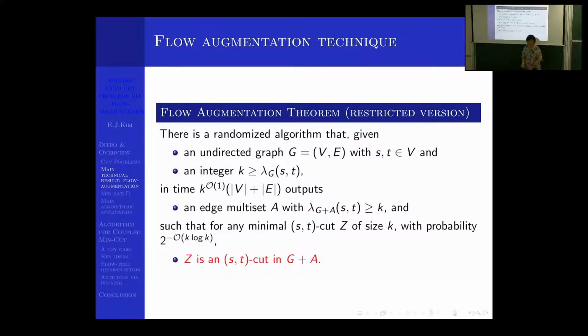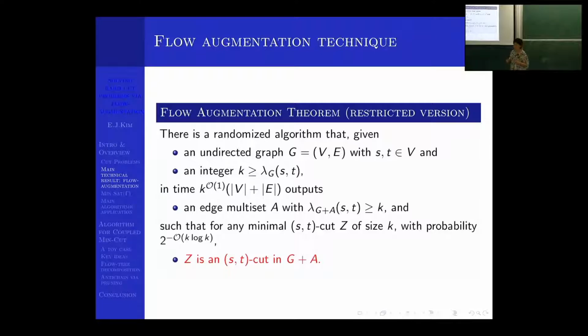So you always output such an edge set A, and for any minimal ST cut Z, which might satisfy some additional constraints, maybe might have minimum weight and so on, but for any minimal ST cut of size K, then with a very good probability, Z still remains an ST cut. So you can avoid destroying Z being an ST cut when we add edges A with a good probability.